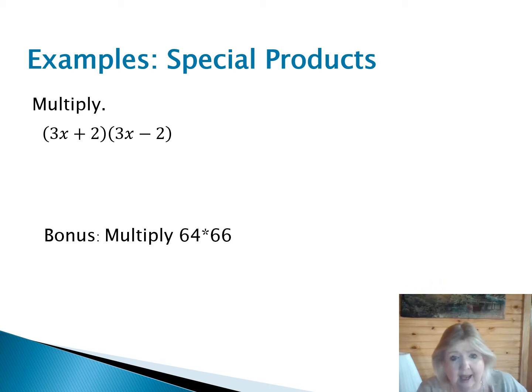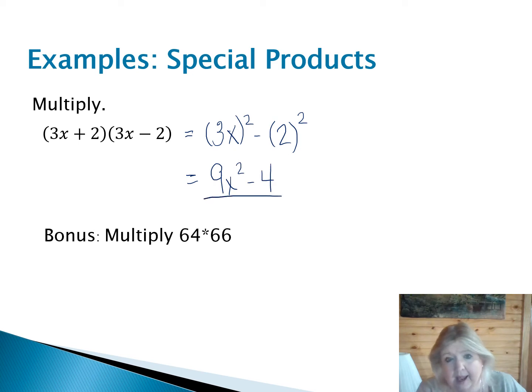In this case, I have conjugate pairs: 3x for my lead term, 2 for my constant term, one plus, one minus. Conjugate pairs give the difference of squares. Now, I'm going to write this time, but you need to learn to do this without writing it out, if I can. 3x is going to get squared, and 2 is going to get squared. So you should be able to just jump to 9x squared minus 4 and have confidence that that is your final answer.